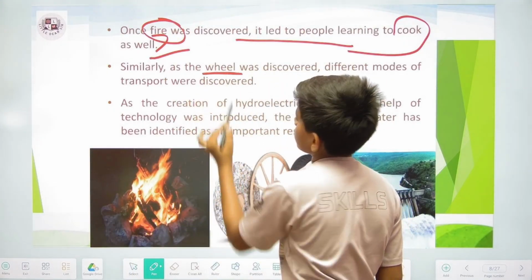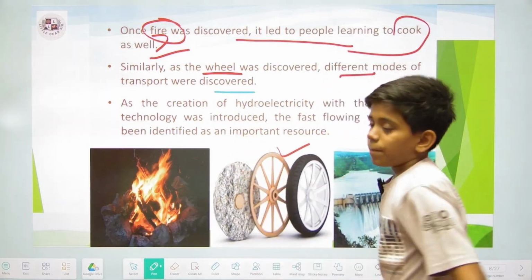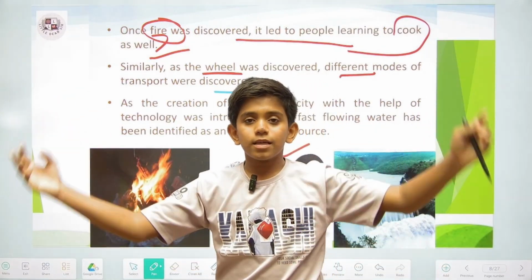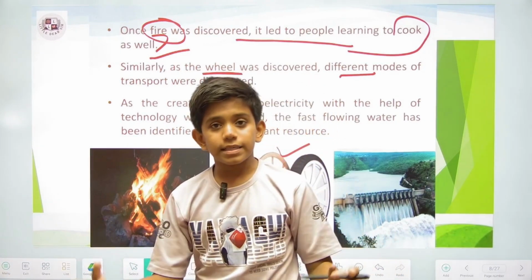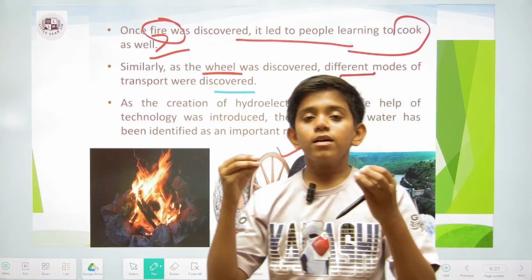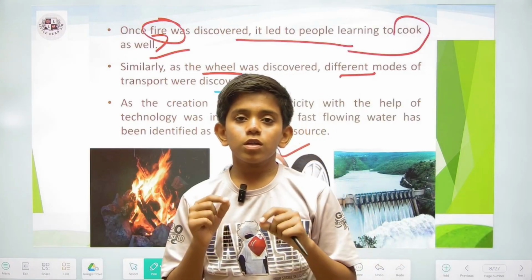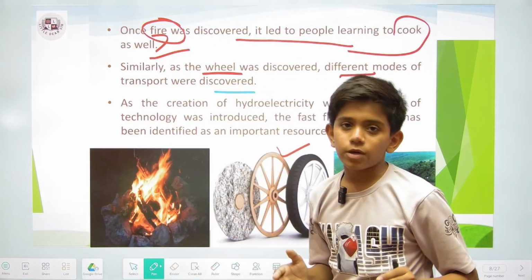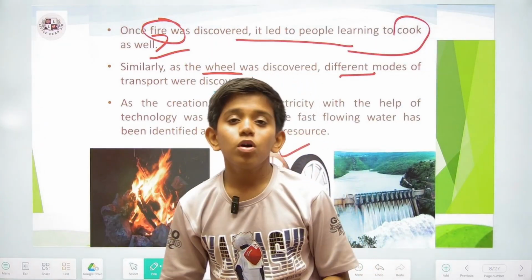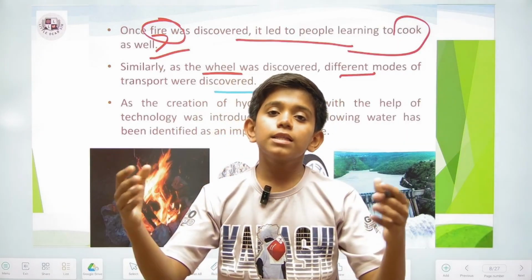Similarly, as the wheel was discovered, here you can see the wheel. Different modes of transport were discovered. By using the wheel, cars were made, bicycles, then motorcycles and so on. We can see here the trains, bullock carts, wheel carts, everything the humans have made and given to humans only, and it is possible due to the knowledge of the persons. So boost your knowledge. Knowledge is a thing that no one can steal from us. So knowledge is very important in a person's life. It can change the life of other people.